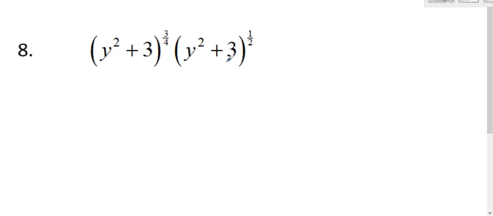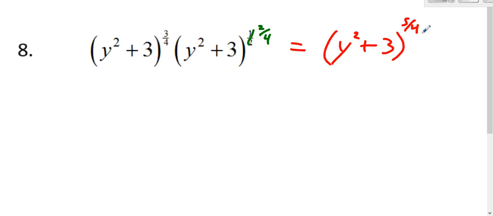Here we have the same bases again, so we will add exponents. This one's a little bit tricky because the exponents have different denominators, so let's make them have the same denominator so we can add. So 1/2, you can think of that as being the same as 2/4, and now they have a common denominator. So you keep the base, add the exponents, 3/4 plus 2/4, 5/4.